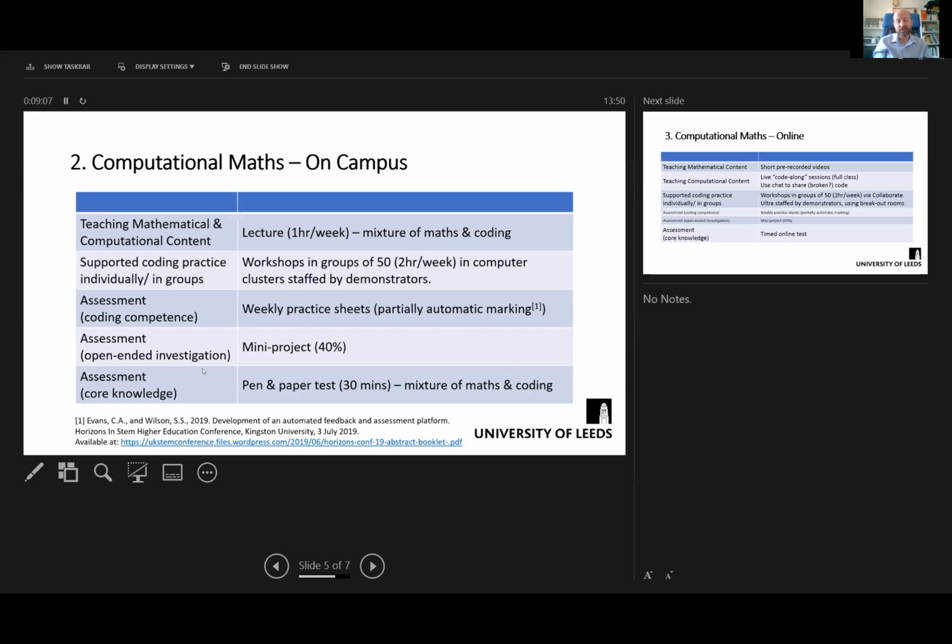We also assess them on open-ended investigations, and we set them as a project to work on. And again, they can be from any bit of mathematics, and they tend to be a mix of trying to test some core competencies that we can mark very easily and automatically, and open-ended things. So for example, the Goldbach conjecture says that every even number bigger than 2 can be written as the sum of 2 primes.